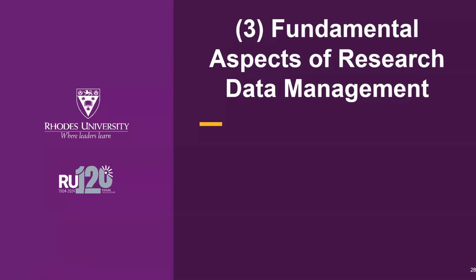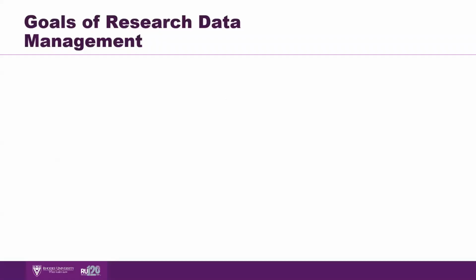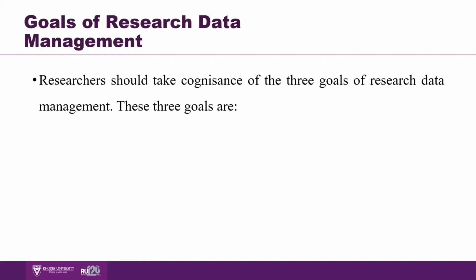Now, before we delve into that life cycle, it helps to get a bit of an understanding of some of the fundamental aspects of research data management. There aren't too many that we'll go through, but it is worth knowing what these things are. So firstly, it helps to know what the goals of research data management actually are. Otherwise, people might ask the question, what's the point? It's all fair and good to know what research data are and what the definition of research data management is. But what is the goal of managing research data? So there are 3 goals that researchers should be aware of.